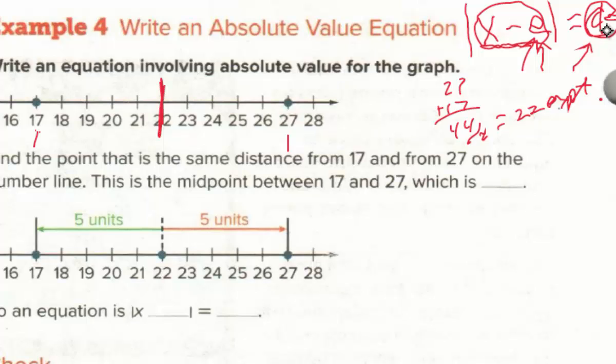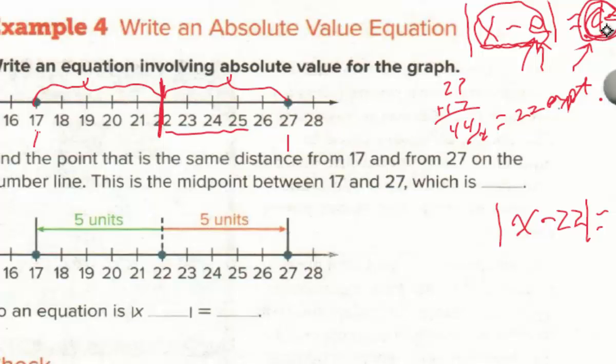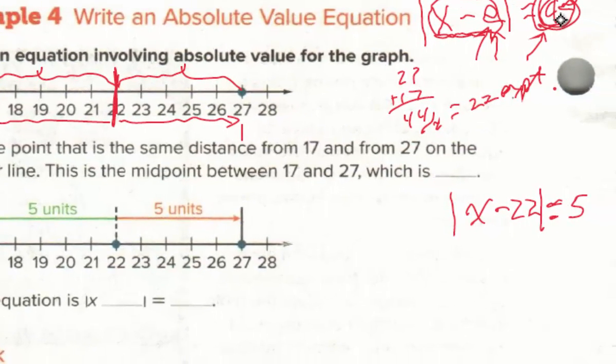So now we already know that we have an equation of x minus an expected value of 22. And what's the distance or difference over here? Well, how far is it from this point to the expected value? And how far is it from this point to the expected value? You can see in both directions, whether you go from 22 up to 27, that's up 5. If you go 22 down to 17, that's down 5. So the difference is going to be 5 in either case. So our final equation would be absolute value of x minus 22 equals 5.